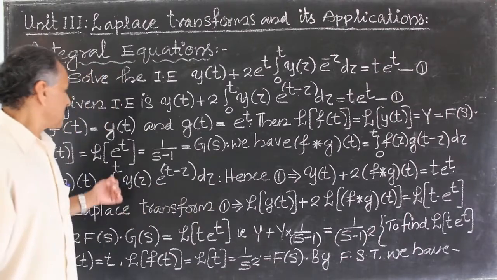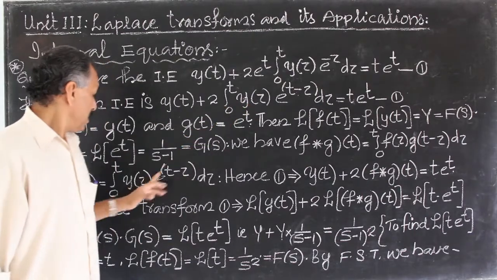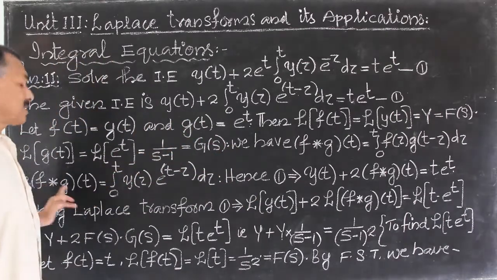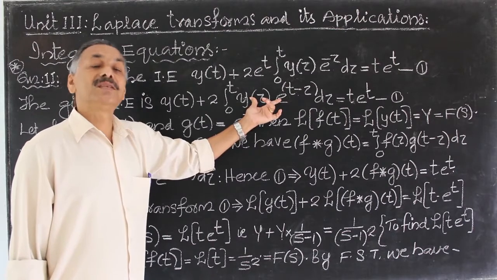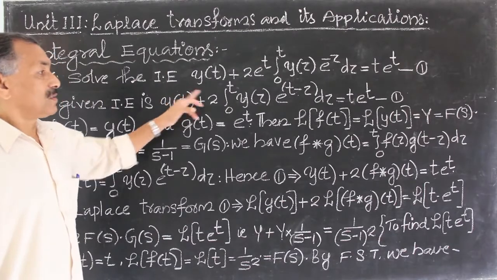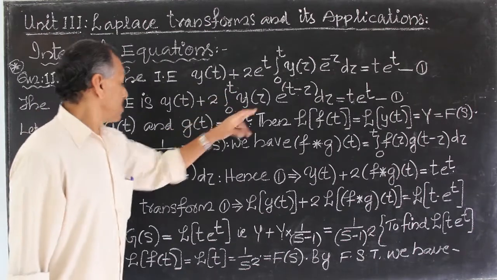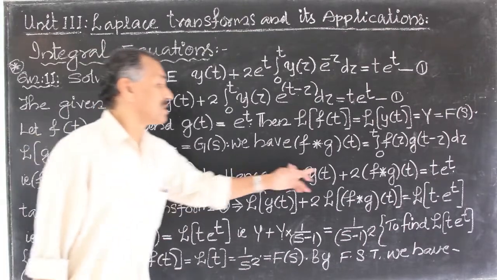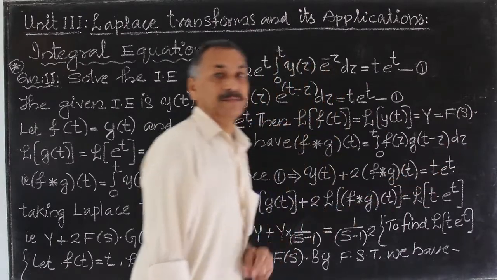Hence, the integral from 0 to t of y of tau, e raised to t minus tau into d tau, is equal to f convolution g of t. And in place of this integral we can write f convolution g of t. Hence, equation 1 gives y of t plus 2 into the integral from 0 to t of y of tau e raised to t minus tau d tau, which is f convolution g of t, so y of t plus 2 into f convolution g of t is equal to t e raised to t.